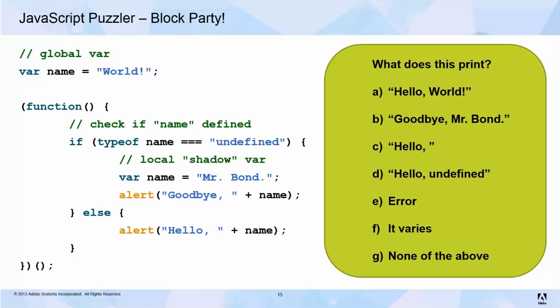And since name is a global, and I see it right there, it should drop into this else statement and print hello world. So my answer is A, hello world. So that can't be right. So let's see what the answer is. Goodbye, Mr. Bond. So we had a lot of right people here. That's good.